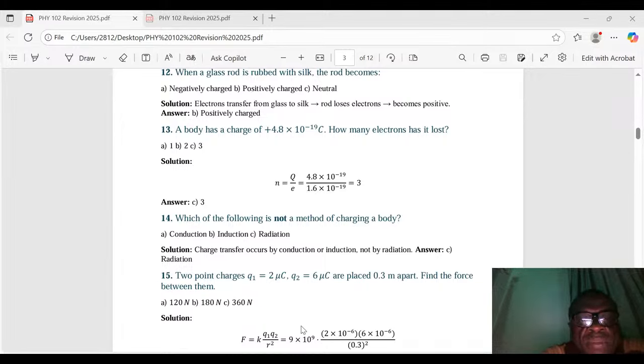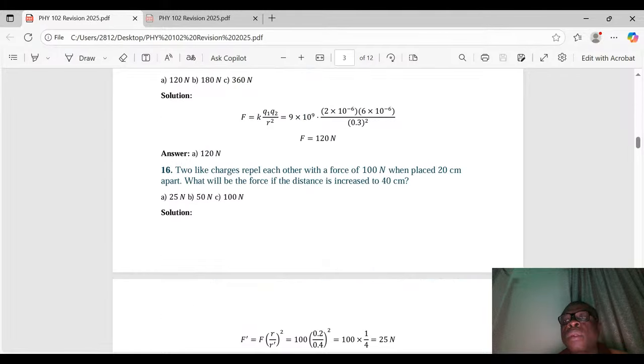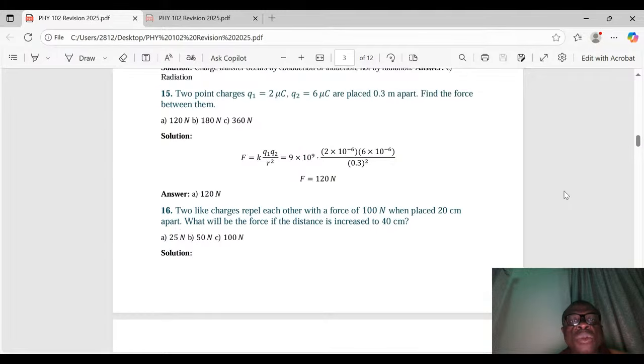Number 15. Two point charges Q1, 2 microcoulomb, Q2, 6 microcoulomb are placed 0.3 meters apart. Find the force. We have solved something similar. The formula is F equal to K, and that K is 1 over 4 pi E naught, Q1, Q2 all over R squared. By the time you substitute that, we have our answer. That is question 15, and our answer will be 120 Newton.